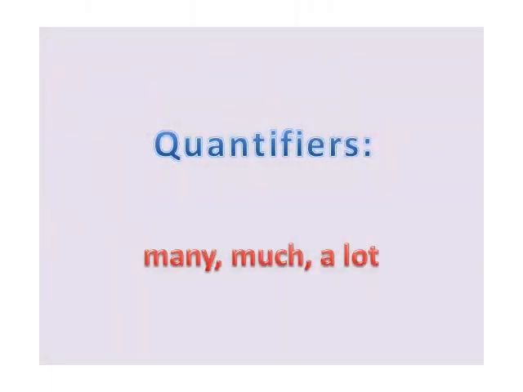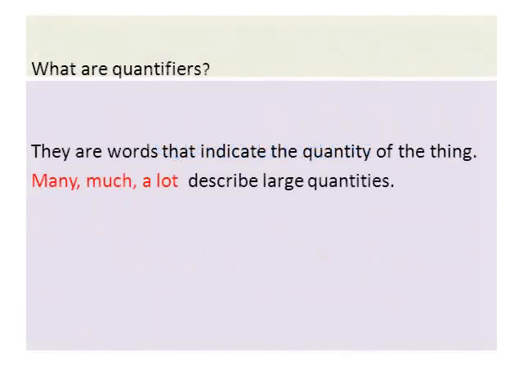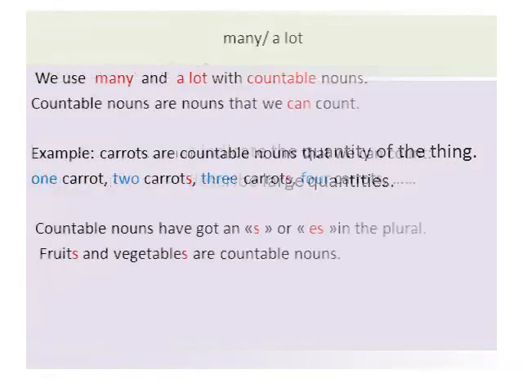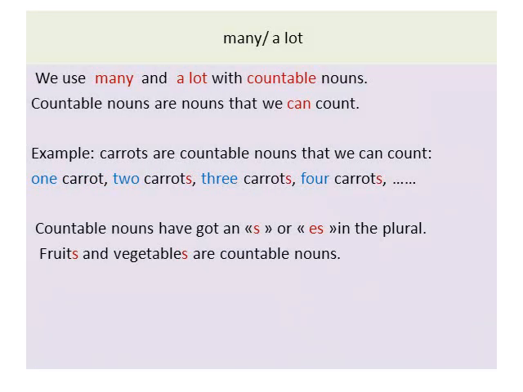Quantifiers: many, much, a lot. What are quantifiers? They are words that indicate the quantity of the thing. Many, much, a lot are quantifiers. They describe large quantities, big quantities. Many and a lot of, or a lot or a lot of.